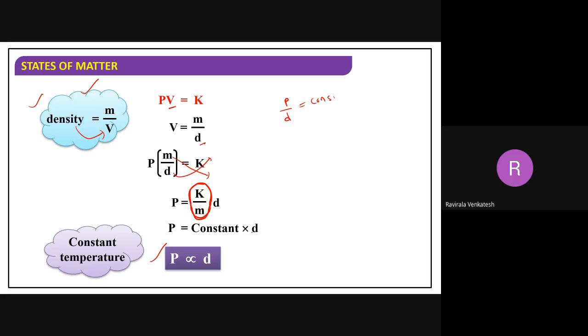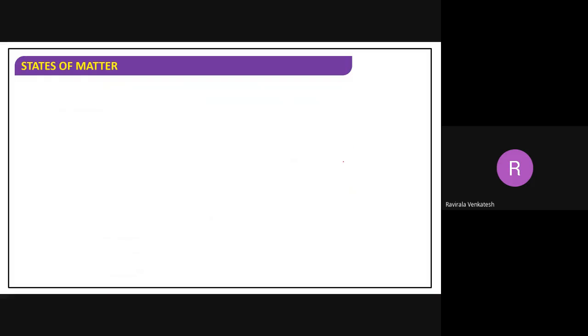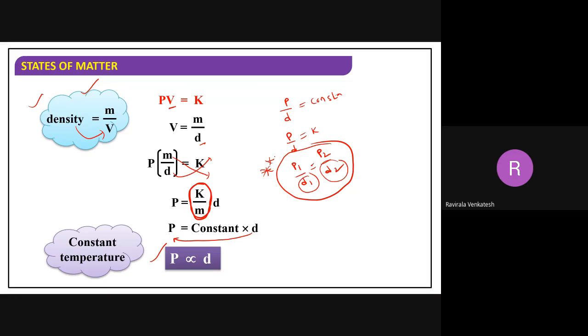Now P by D is equal to constant. In that case, P by D is equal to K. Then we can write P1 by D1 is equal to P2 by D2. One more formula you got here. This is also an important formula for you. So note down this formula beta. P1 by D1 is equal to P2 by D2. If they give D1, P1, P2, we can calculate D2 by using this one. Right? Remember this formula, one more.